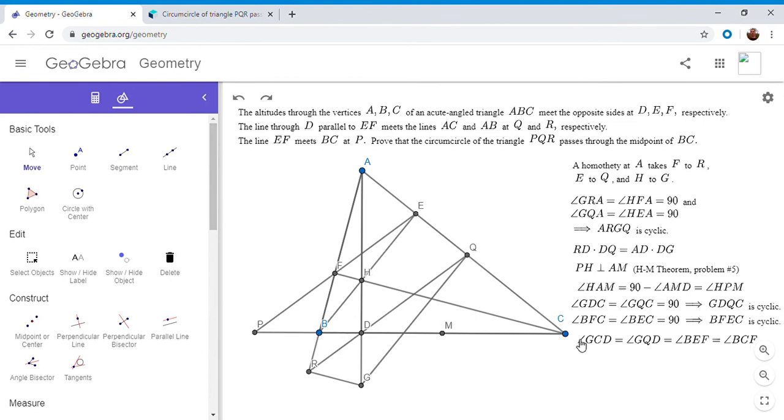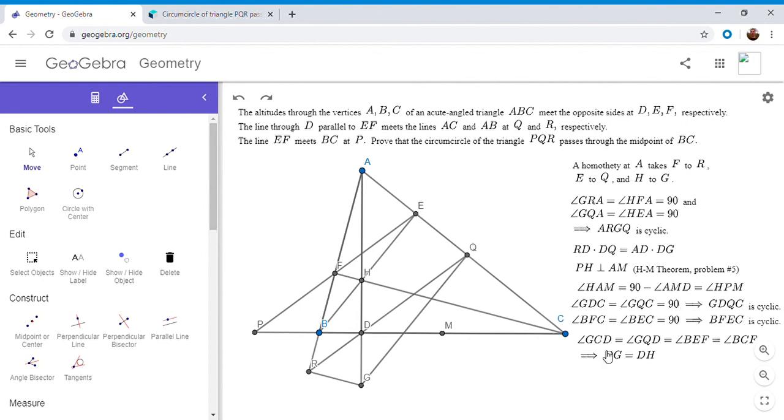So what have we shown here? We've shown that GCD is BCF. So basically we've shown that BC is the angle bisector of GCF. And so that means that HD has to equal DG. And that's because HG is perpendicular to BC. So now we're almost there. So we've shown that these two are equal, HD is equal to DG.